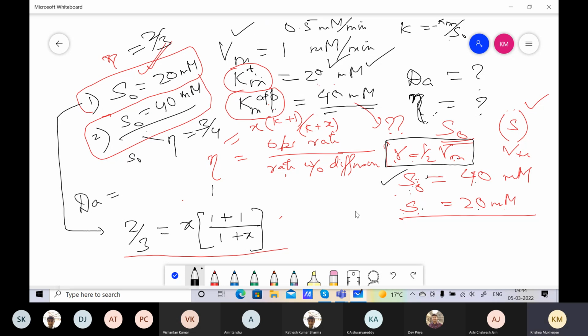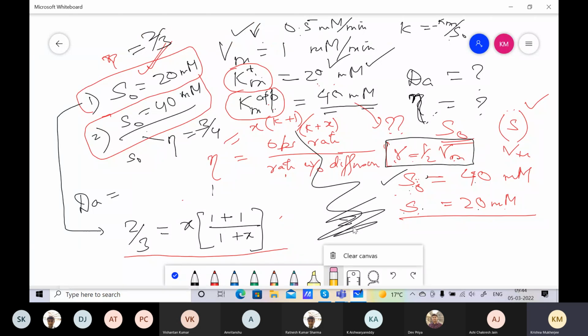Arey bhai, ye kya hai? This is very irritating. Now keep rubbing this, then this suddenly comes out.